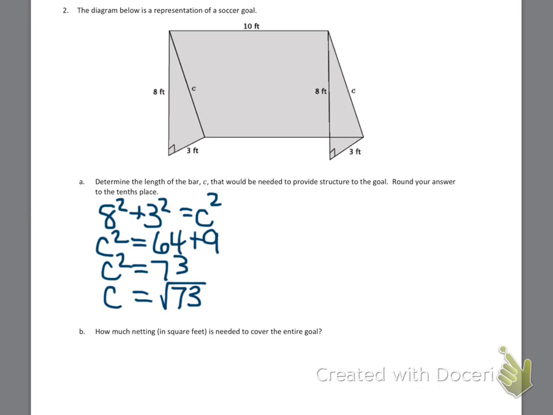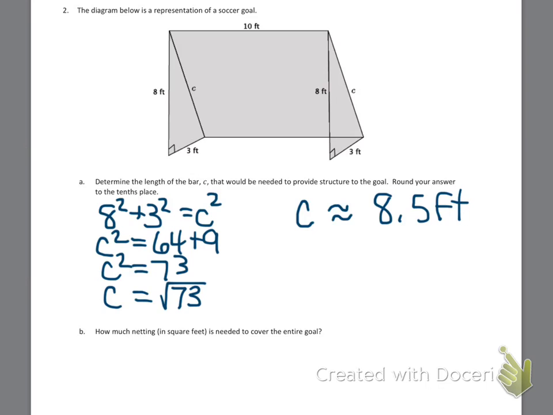So either by using approximation techniques that we learned earlier, or using your calculator, c is going to round to 8.5 feet. So c is approximately 8.5 feet. And so we're done with part B. How much netting in square feet is needed to cover the entire goal?